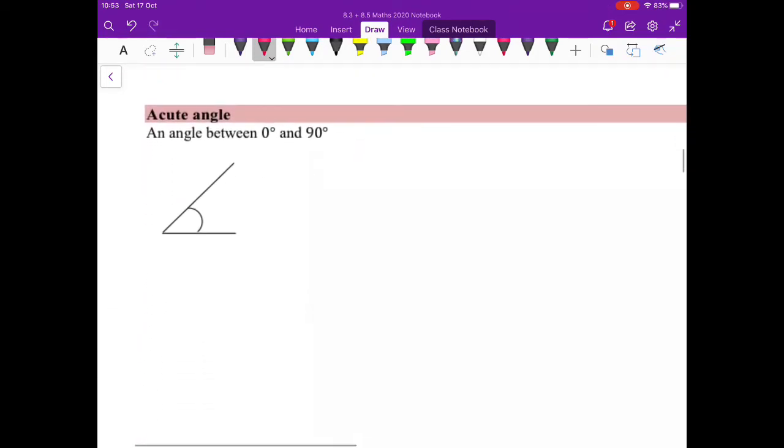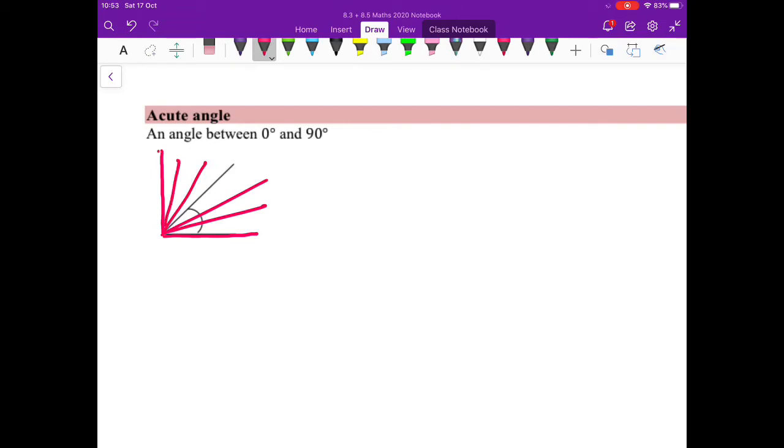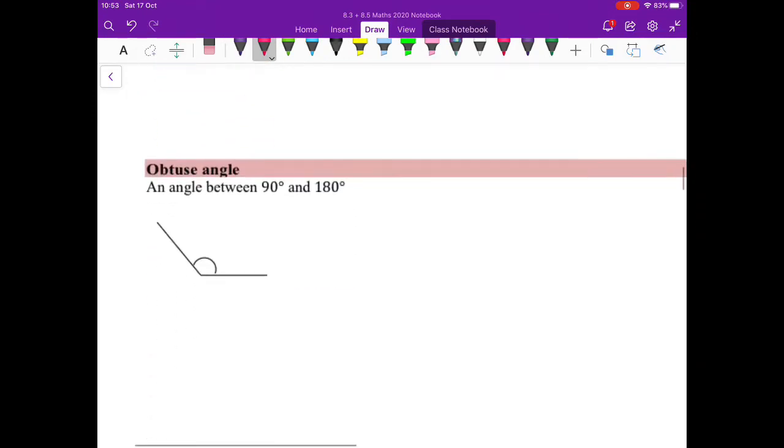An acute angle is any angle that falls between 0 and 90 degrees. So any angle in between these two lines. That is an acute angle, and a way to remember it, it's the smallest of the angles. Oh, it is so cute. So it's the small one, 0 to 90.